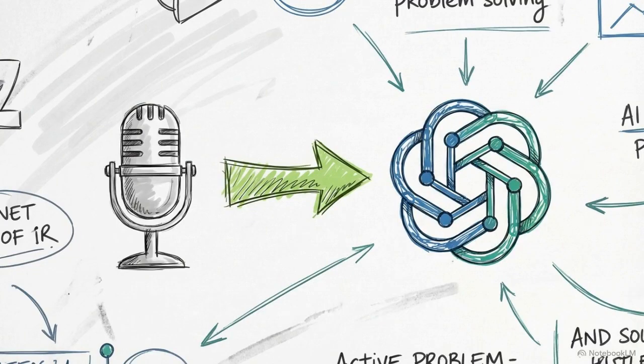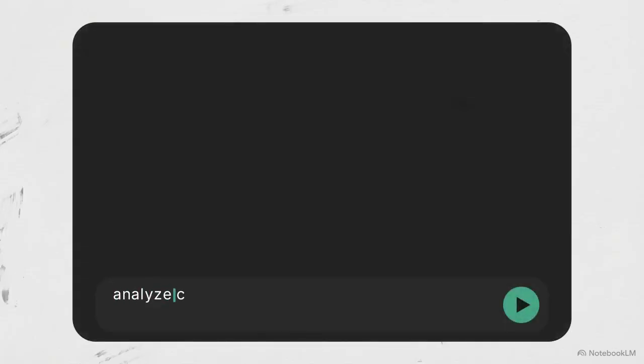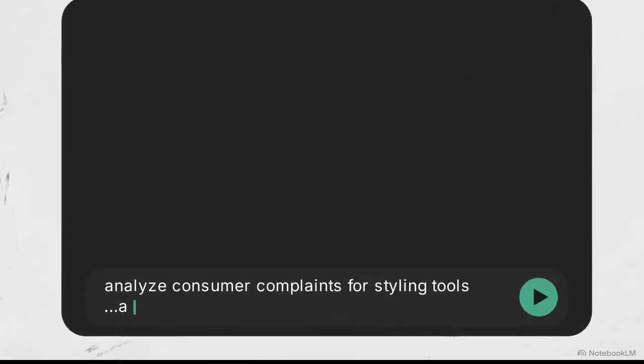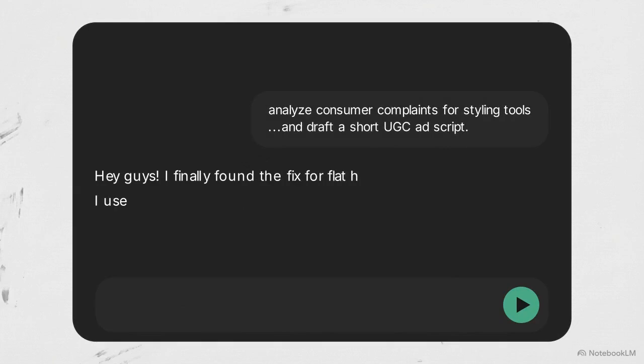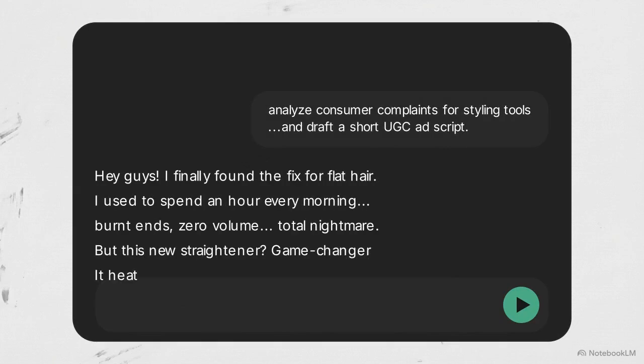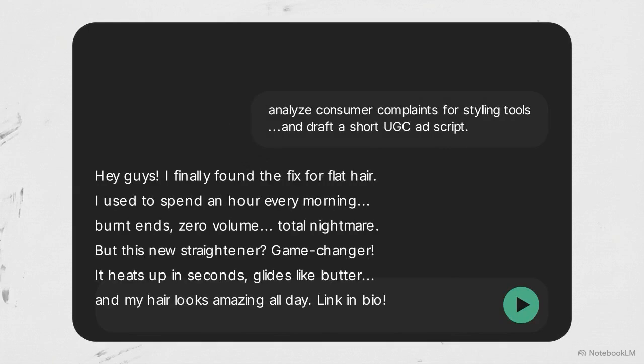Now we need the dialogue. For that, we use ChatGPT as our automated scriptwriter. A good ad addresses customer frustrations. We're asking ChatGPT to identify 3 common pain points with hair straighteners, and then draft a 20-second script positioning our product as the solution. The AI gives us a script that feels conversational and social media friendly, which is exactly what these brands are looking for.